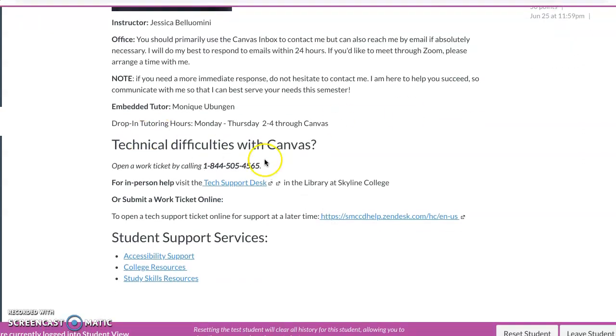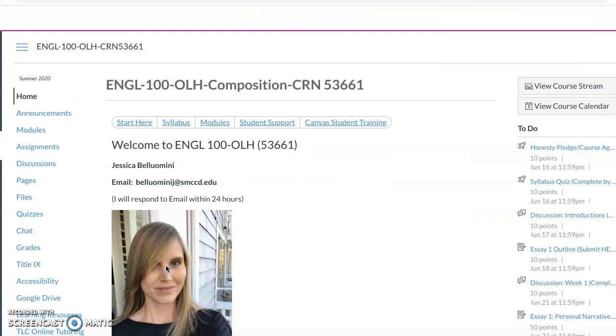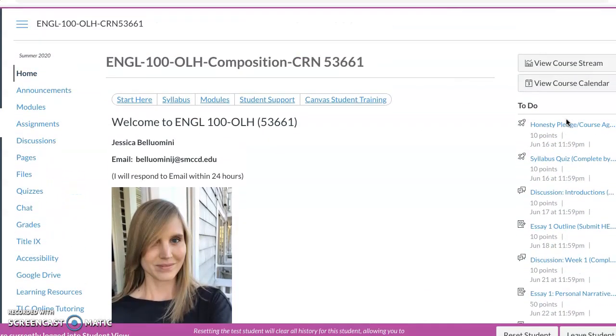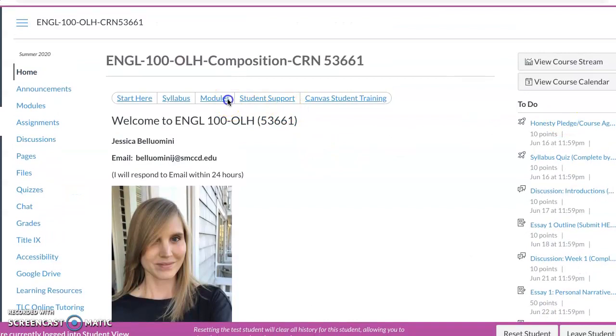If you have any issues with Canvas, there's some tech support at the bottom, and some student services links. Those are also up here. And if you notice, on the right of our homepage is all the upcoming assignments that are due, just to help you keep track of what's coming up.